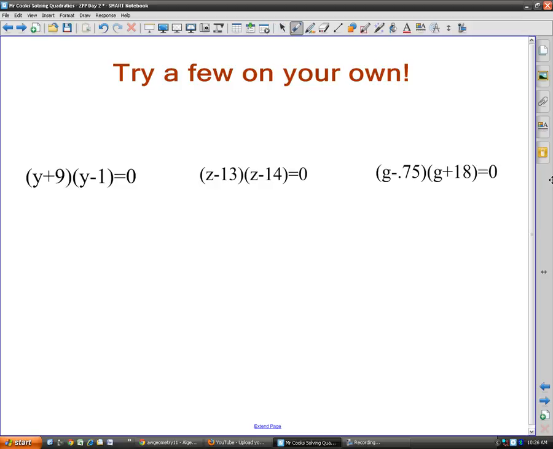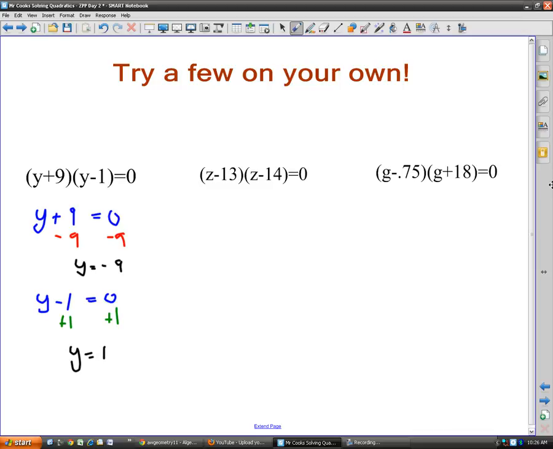So for this one, if we want to find the solutions for y, we just say that a, which is y plus 9, could be equal to 0, or y minus 1 could equal 0. If I solve this little algebraic problem by subtracting 9 across the equal sign, then y is equal to negative 9. That's one place the graph would cross. And for the one down here, if I add 1, then the final solution would be y equals positive 1. So the graph of this equation would cross at negative 9 and positive 1.